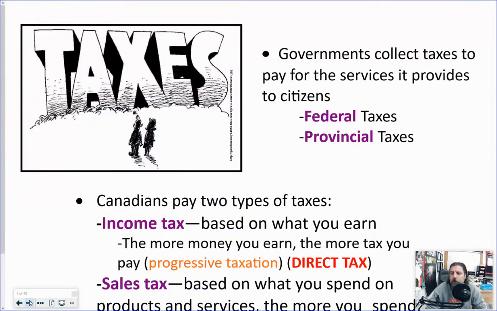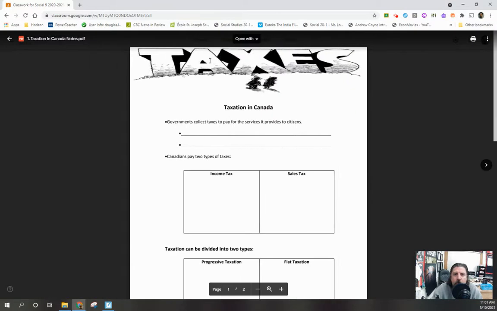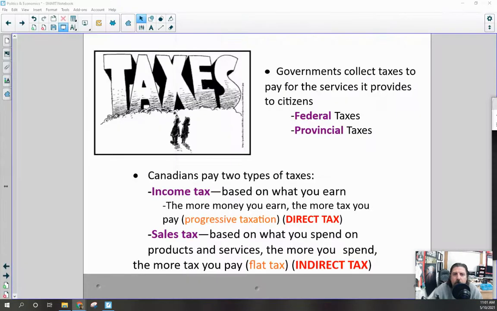Okay, so get your one sheet out. The sheet should be titled, and see if I can find that here once again. It's going to be this taxation in Canada, and it'll look like this. So as we go along, take some notes.